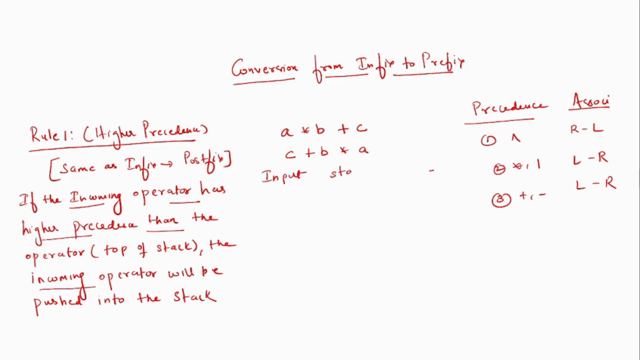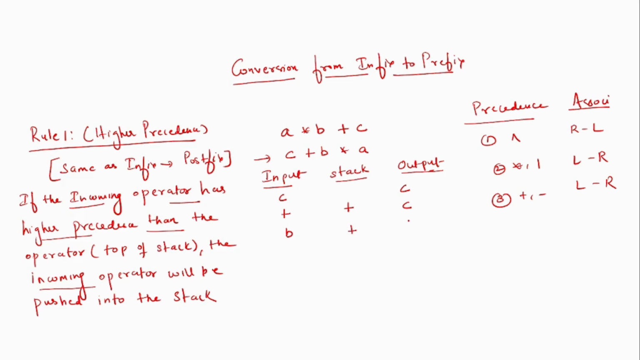Input, stack, output. And then we will scan this expression from left to right. Here the first token is C. C is not an operator, therefore I will put it in the output. Now comes plus. Plus is an operator, so I will push it into the stack. C remains as it is in the output. Now comes B. B is not an operator, therefore plus remains as it is.